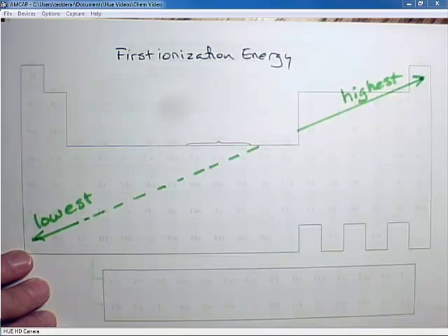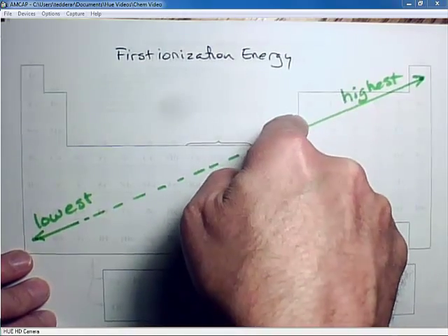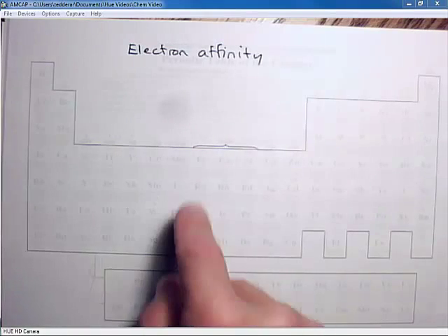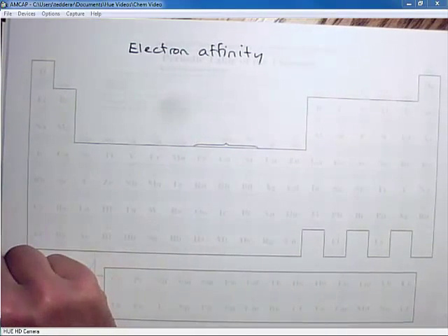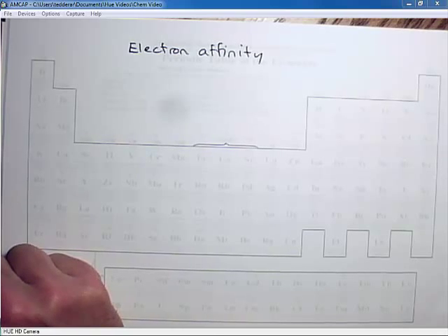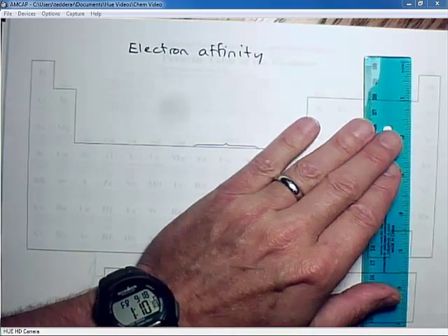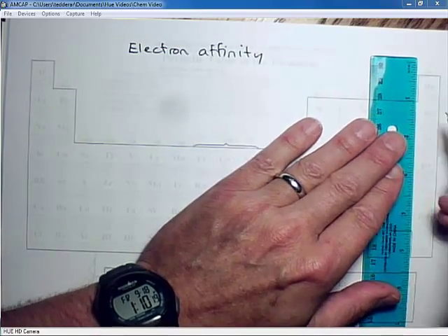If I have to put energy into an atom to remove an electron, what happens when I put an electron on an atom? Energy's going to come out. So electron affinity, by definition, is the energy that is released when an electron is added to an atom.